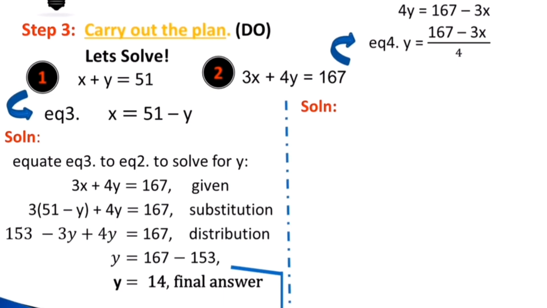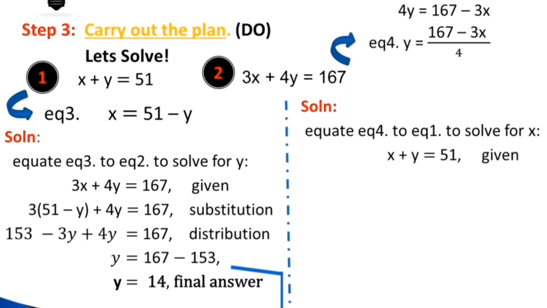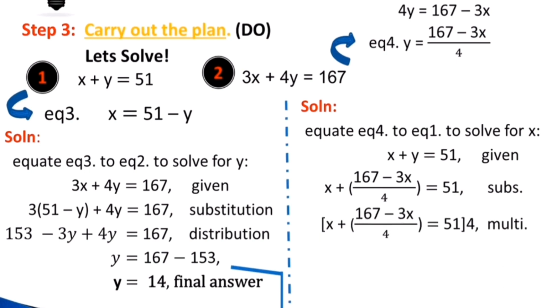With the same process, I am going to equate equation 4 to equation 1 to solve for the value of x. This time, I am going to bring down equation 1 and substitute the value of y from equation 4. So I have here, then do the multiplication. Why? Because I really need to rid off the fraction term here, so I multiply the whole equation by 4. Then after that, by distribution, I have 4x plus 167 minus 3x equals 204.